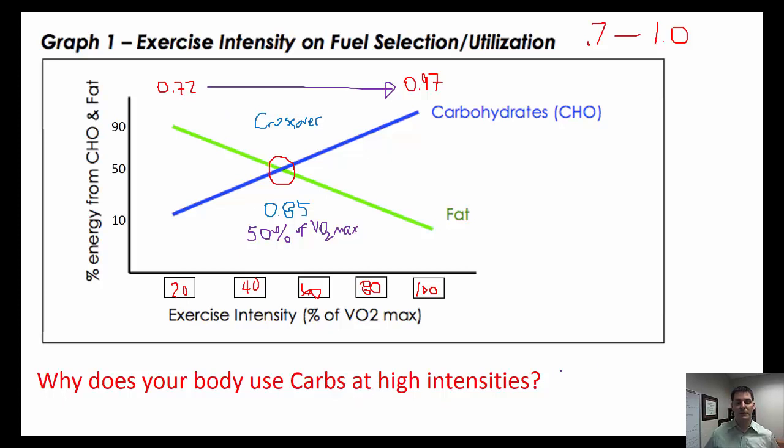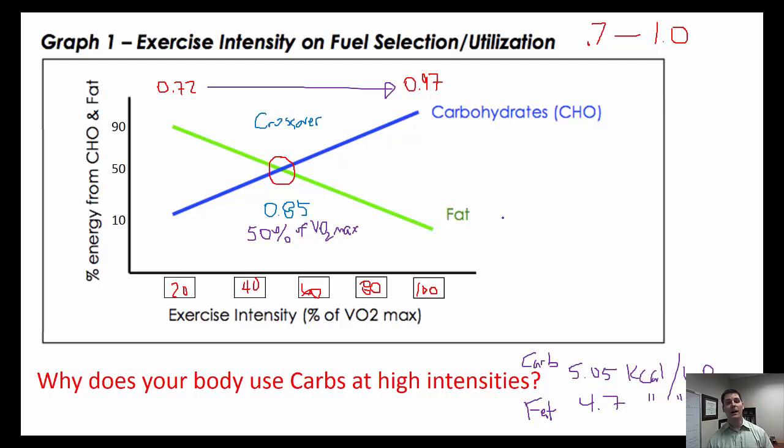So you should remember specifically carbs are 5.05 kcal per liter of oxygen, whereas fats are only 4.7. I'm just going to use parentheses here to tell you that that's exactly the same. So 4.7 kcal for fat, and carbs are 5.05.